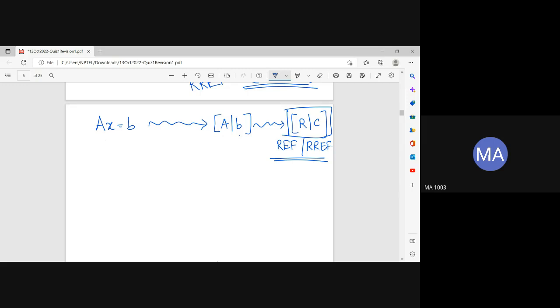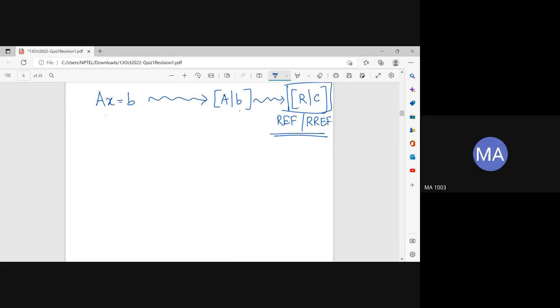Right? Someone had a doubt, right? So is this the same as Gauss elimination, or is it something else? Yeah, this is only Gaussian elimination. Doing this is Gaussian elimination.